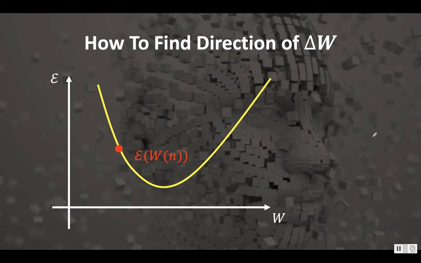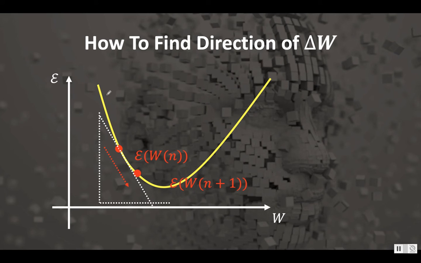So the first question is how to find the direction of the delta W. For example, here we know that at n, the cost function equals this value, and after the update, this is the cost function. We know the adjustment direction goes down, not up, in this direction. This is the adjustment direction.